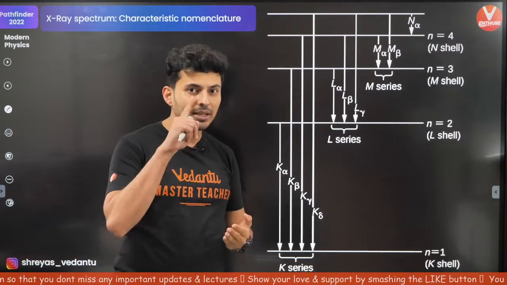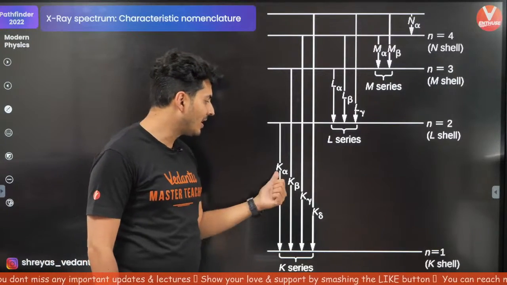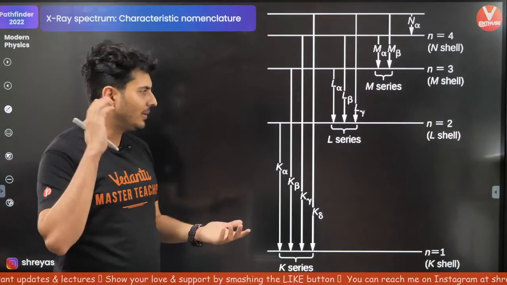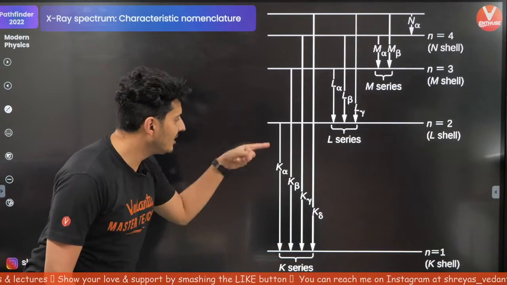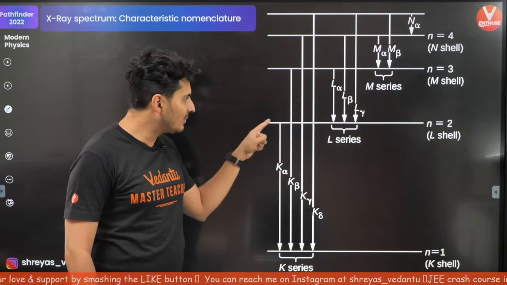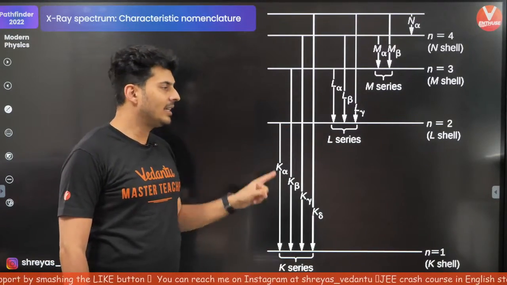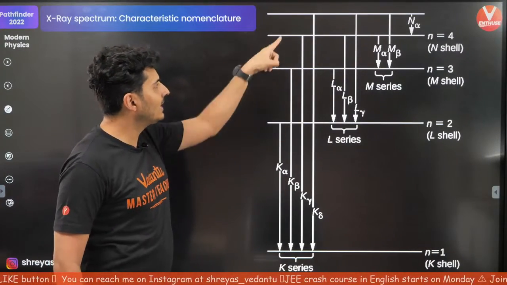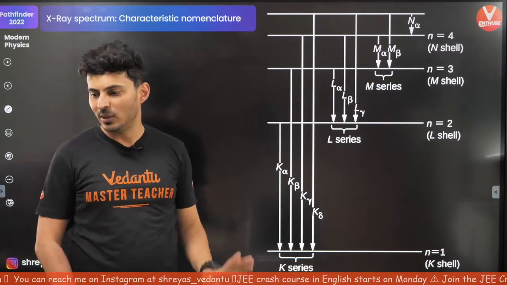Easy? But now you might be seeing a subscript over there. Alpha, beta, gamma, delta. Why are you having that? Simple. Alpha means it has just jumped from the next available shell. So if it jumps from L to K, then it is K alpha. The next available is beta. The next available is gamma. So that's how it works.